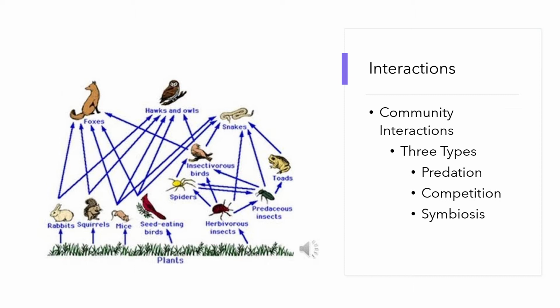So we just talked about population interactions and how that affects carrying capacity. Now we're going to go into community interactions. These are going to be more common things you guys have heard of as far as different species interacting with each other. Community interactions, we have three types: predation, competition, and symbiosis. Those three.